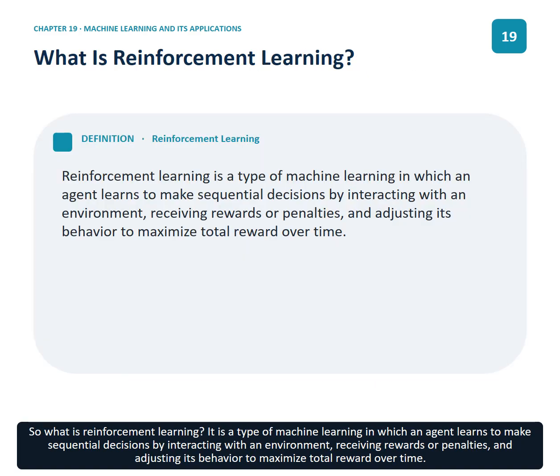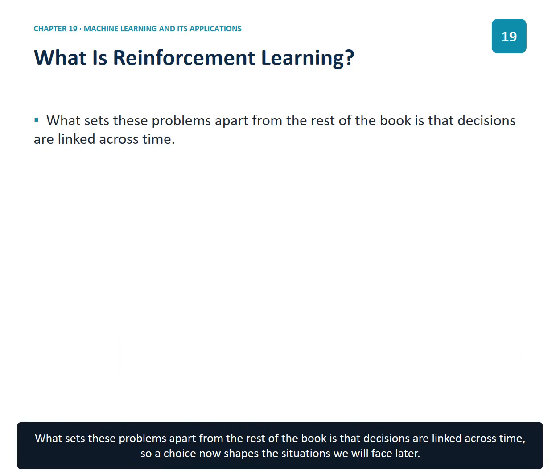So, what is reinforcement learning? It is a type of machine learning in which an agent learns to make sequential decisions by interacting with an environment, receiving rewards or penalties, and adjusting its behavior to maximize total reward over time. What sets these problems apart from the rest of the book is that decisions are linked across time, so a choice now shapes the situations we will face later.